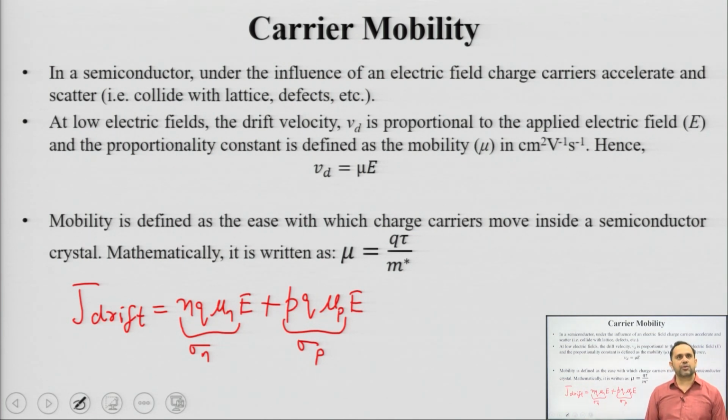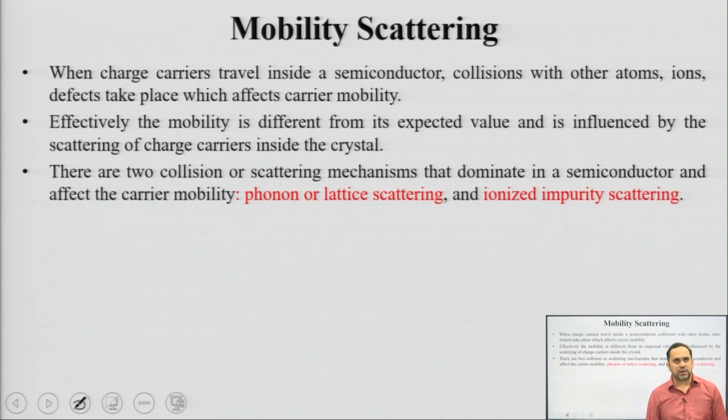Under the influence of electric field, charge carriers drift. At low electric field, we have said before that the drift velocity is proportional to the applied electric field, and this proportionality constant is nothing but mobility, with units of centimeter square per volt per second. How is it defined? It is the ease with which charge carriers move inside a crystal, and mathematically it depends upon the relaxation time, the time between successive collisions, and the carrier effective mass. This is carrier mobility.